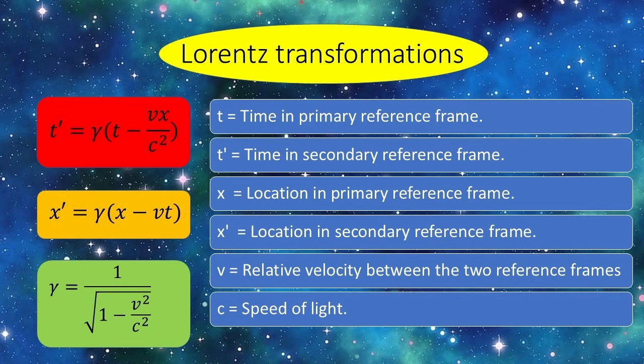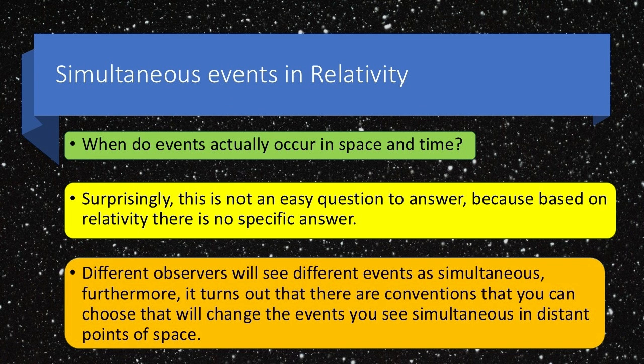These formulas provide the transformations of space and time in two different frames of reference. You need to keep in mind that at everyday relative speeds, these transformations are imperceivable. When does an event occur in space-time? Surprisingly, this is not an easy question to answer because, based on relativity, there is no specific answer.